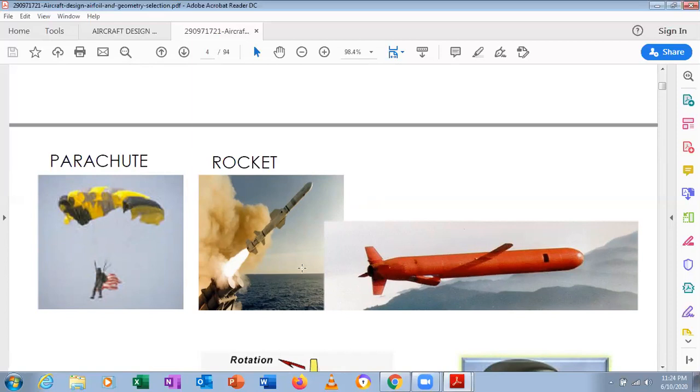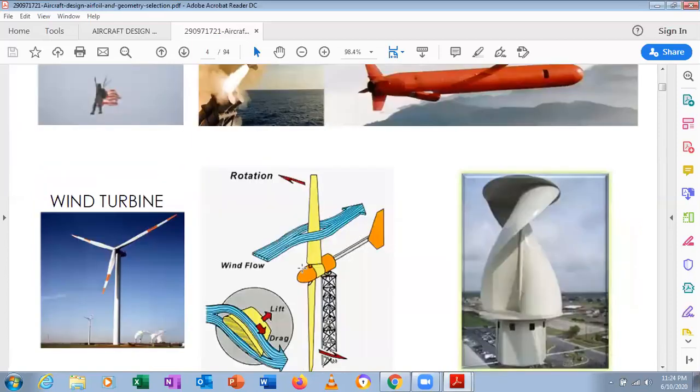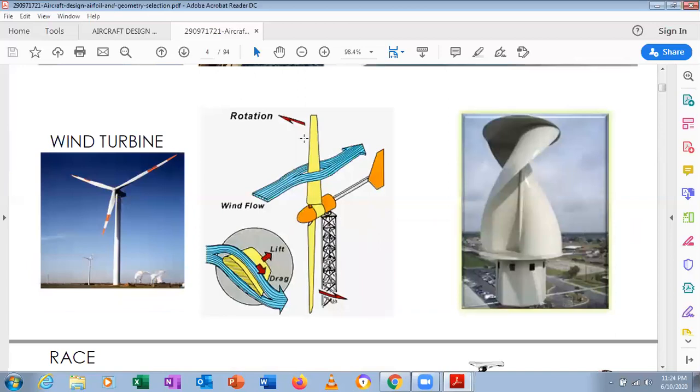Also we can see the rockets, and here the rotation of wind turbines, with the wind flowing across them. When it rotates, you can see the airfoil shape.